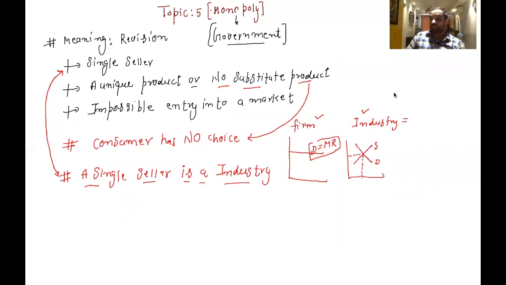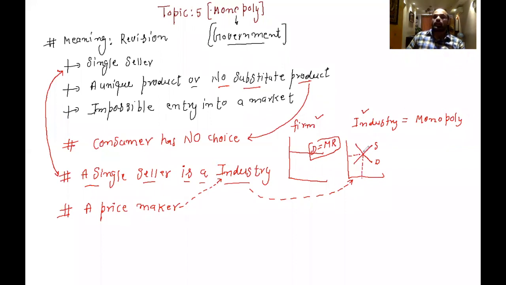But an industry could be a group of many buyers and many sellers, or an industry could be a monopoly. So if you are a single seller, you are an industry. If you are an industry, you are a price maker. This is the normal demand and supply curve, but it doesn't mean that here is your MR equals MC. No, that's different. MR equals MC is going to have a different point, so we have to find a different point.